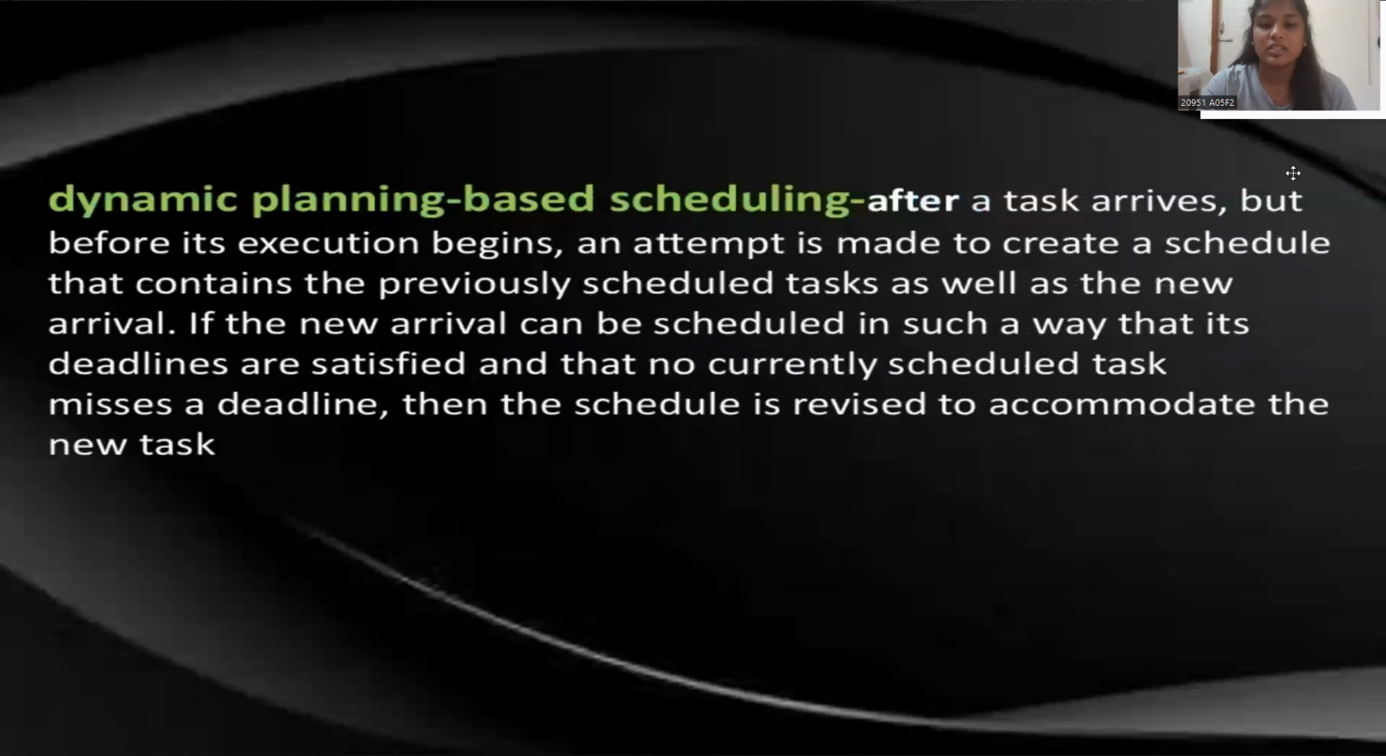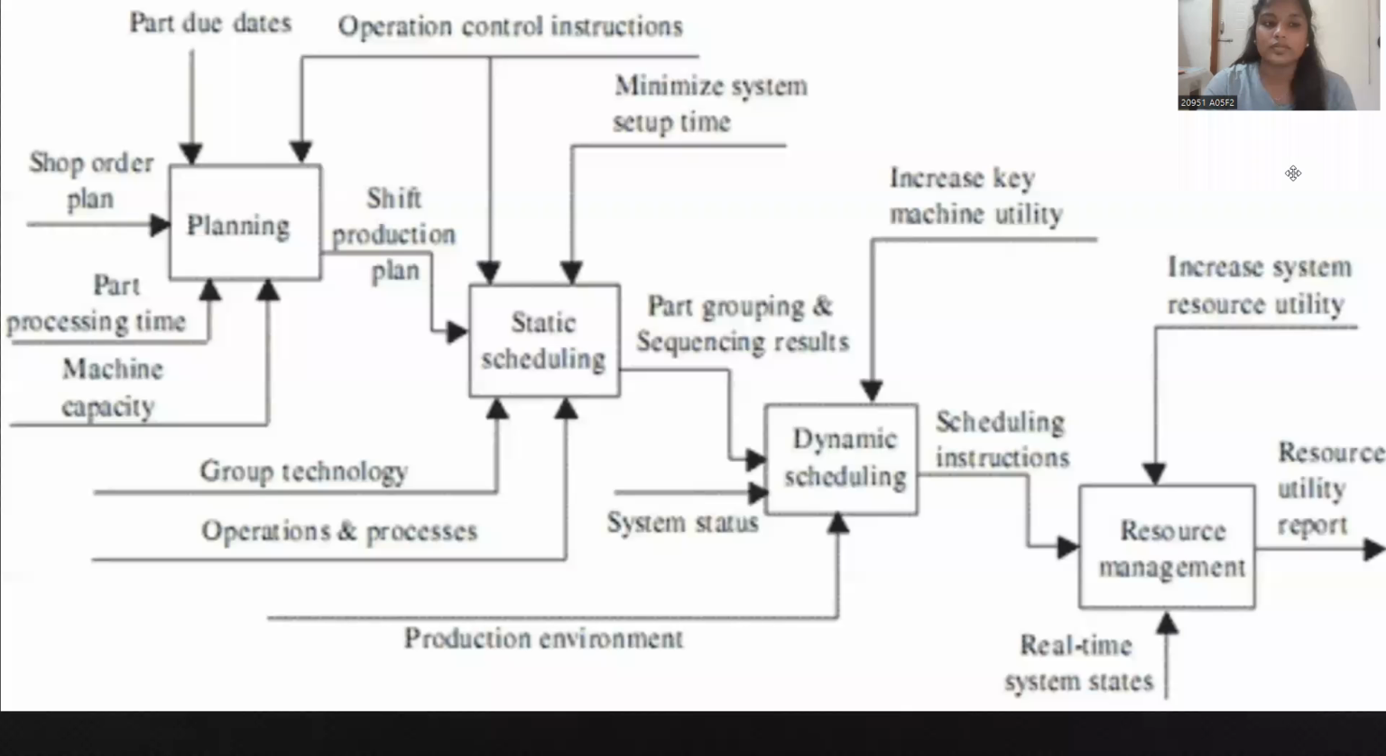Dynamic planning-based scheduling: after a task arrives, but before its execution begins, an attempt is made to create a schedule that contains the previously scheduled tasks as well as the new arrival. If the new arrival can be scheduled in such a way that its deadlines are satisfied and that no currently scheduled task misses a deadline, then the schedule is revised to accommodate the new task.